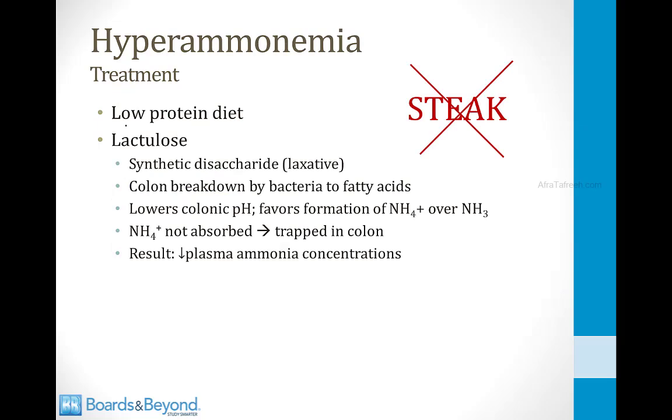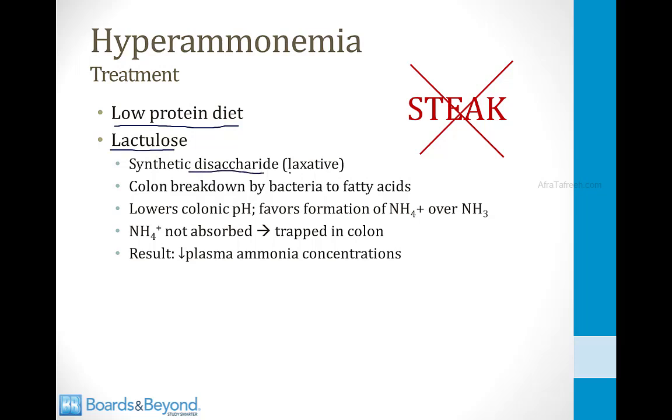One of the ways to treat patients with high ammonia levels is to place them on a low protein diet. If they don't consume steak and chicken and other sources of protein, there will be less ammonia in the bloodstream. Another way to treat them is to administer a laxative called lactulose. Lactulose is a synthetic disaccharide.